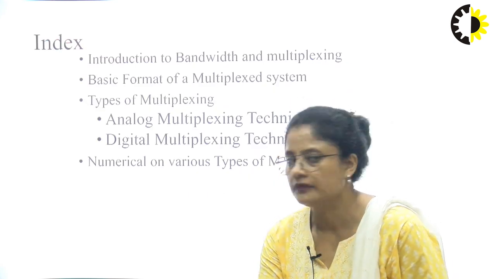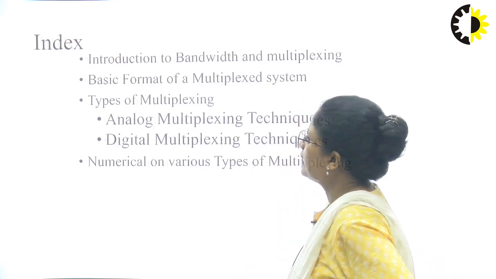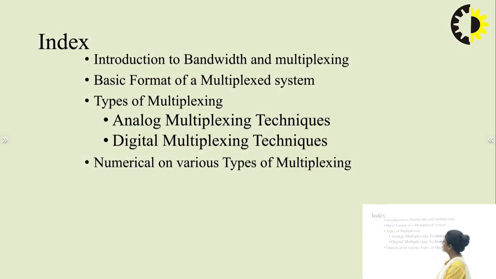To start with, first I'll be talking about the index, the topics which I'll cover today. First, I'll give a brief introduction to the concept of bandwidth and multiplexing. Then I'll follow this by giving the basic format involved in the building of a multiplexed system. Then I'll talk about the types of multiplexing involved in bandwidth utilization. One is analog and the other one is digital. Under this, it has got subcategories again, and we'll be taking them up one by one. And as I'm covering these topics, I'll also take up some numericals which come under these topics.